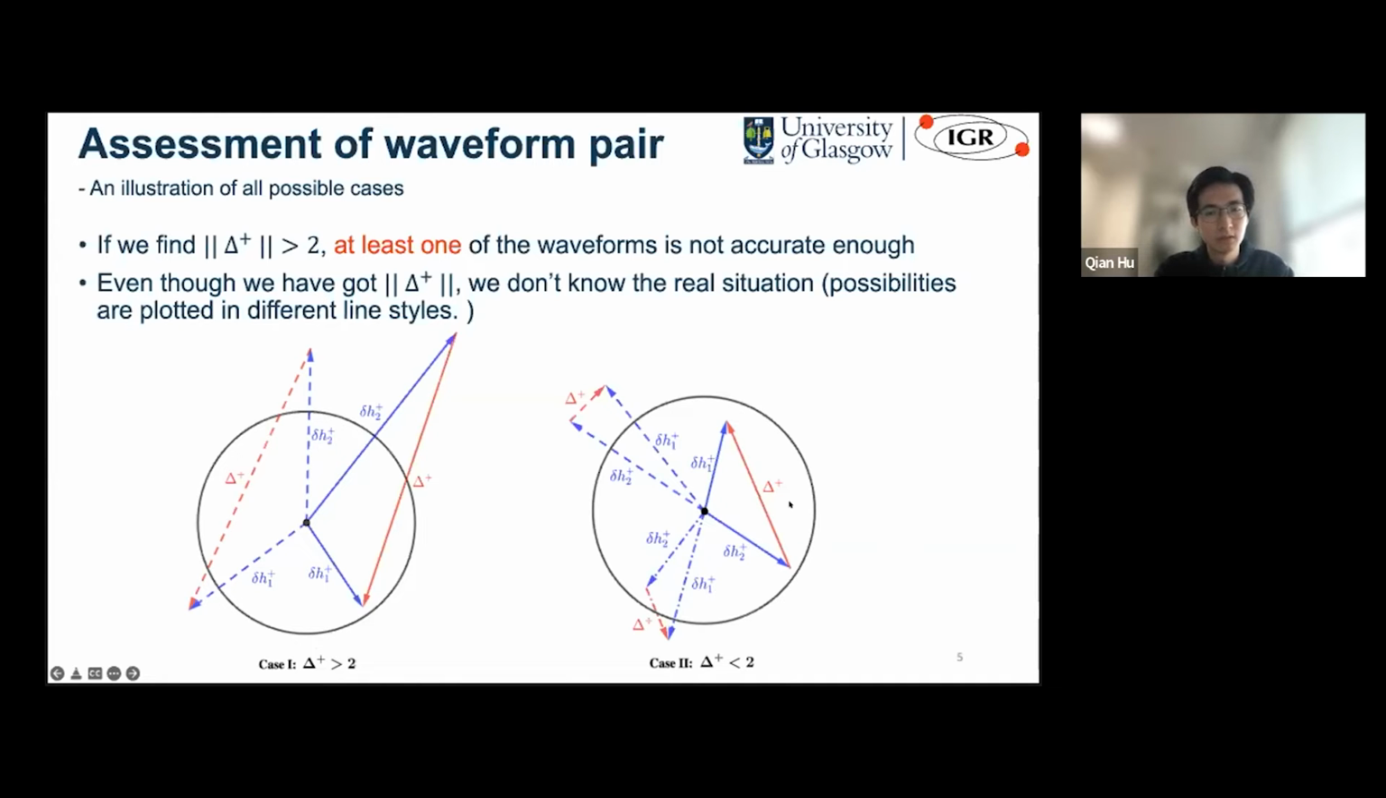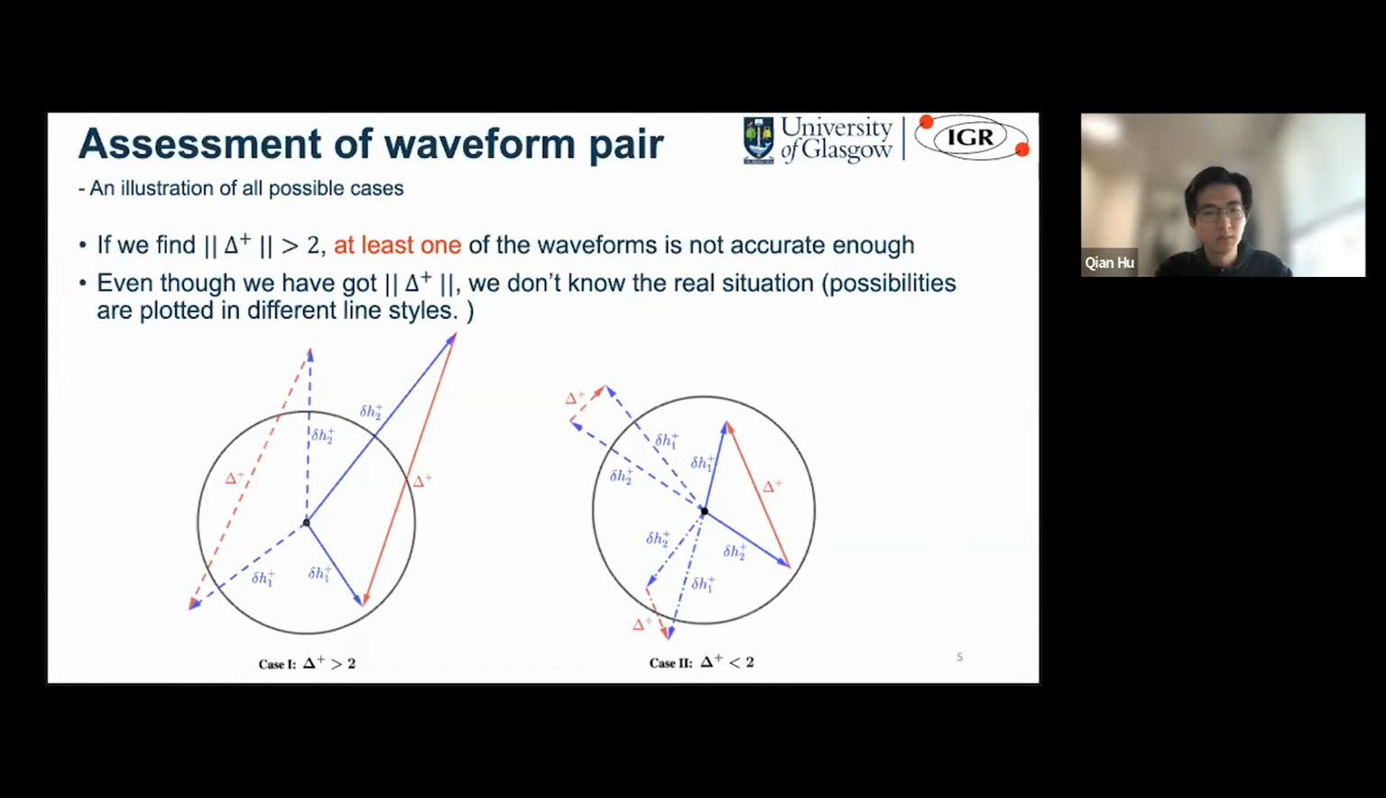Okay, so what if we get the waveform difference less than 2, as shown in case 2? Unfortunately, everything is possible. Maybe both are accurate, as the solid line shows. Maybe both are inaccurate, and maybe only one of them is inaccurate. So the key idea of this method is: if two waveforms have a significant difference, they cannot both be accurate enough.